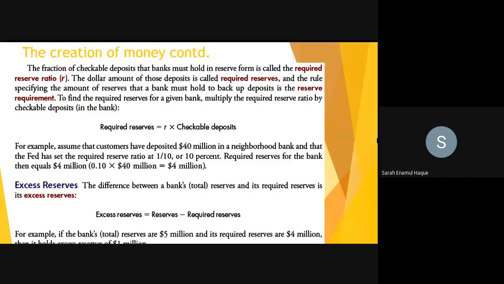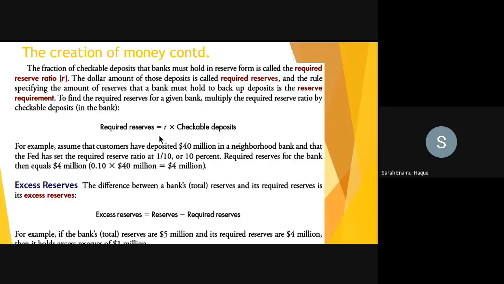Now, the fraction of checkable deposits, or current account, that banks must hold in reserve form is called the required reserve ratio. So remember I told you 40%, so 40% is the required reserve ratio. In Bangladesh we say CRR. This amount is basically a percentage. Usually it's in percentage form, so 40% or 10% or 5%, something like that.